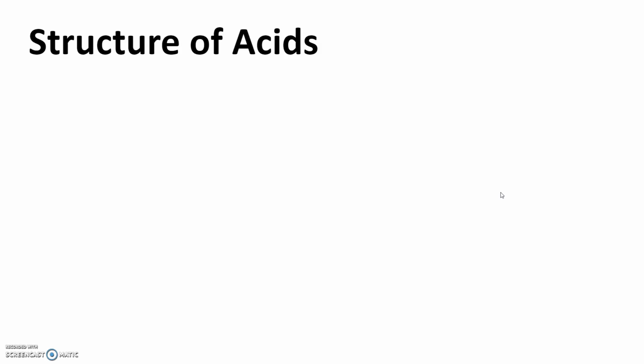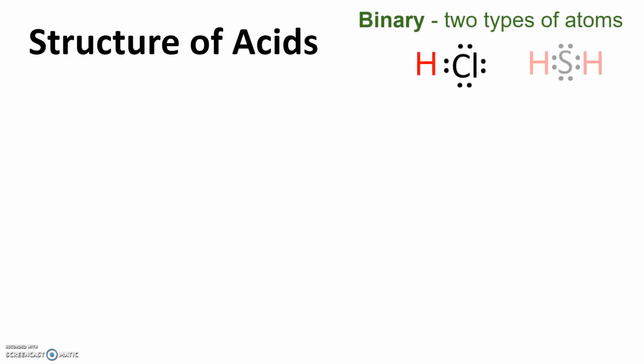So to talk more about acids, let's look at the structure of acids. We can divide acids into 2 types, binary, and those are ones made with 2 types of atoms, for example, HCl and H2S. And the hydrogens in those are highlighted in red because, as I said, which we'll see in a moment, it's the hydrogen that makes an acid an acid.